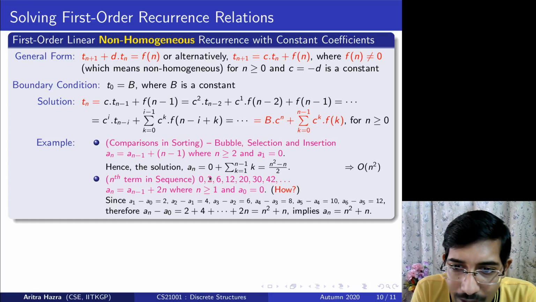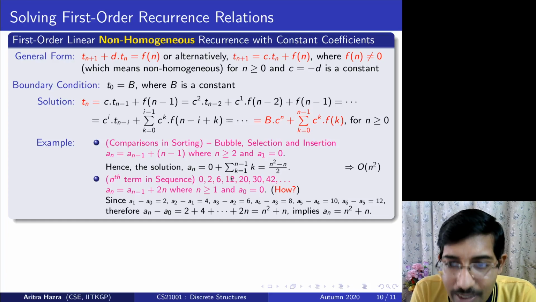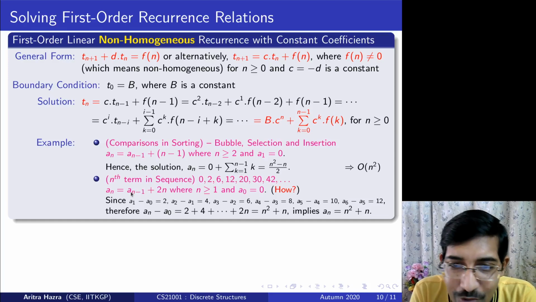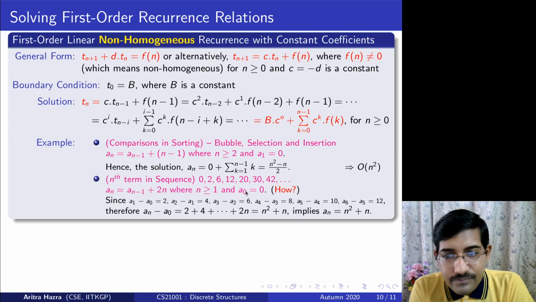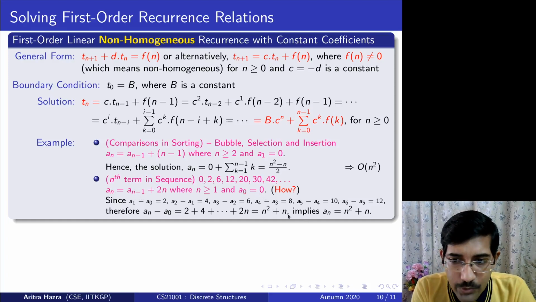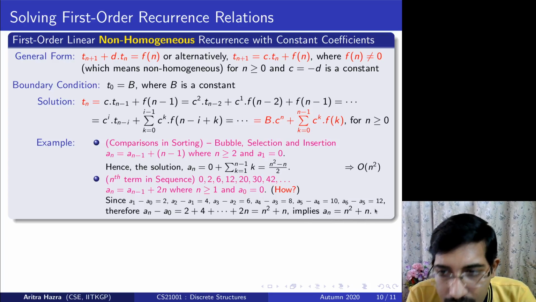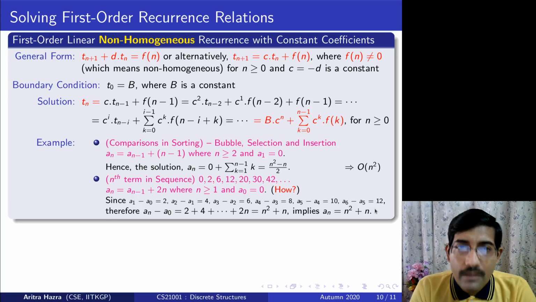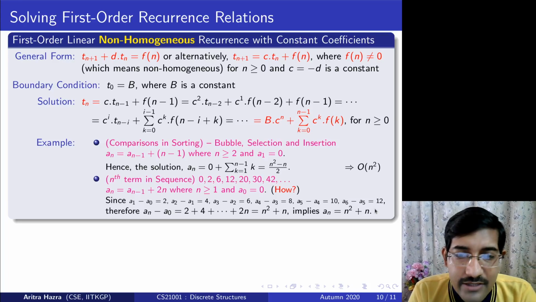So A1 minus A0 is equal to 2 into 1. A2 minus A1 is equal to 2 into 2. A3 minus A2 is equal to 2 into 3. A4 minus A3 is equal to 2 into 4. So An minus An-1 will be equal to 2 into n, where my A0 is 0 as I know. So this is basically a recurrence generated by this polynomial. So this is an example of a non-homogeneous recurrence relation.